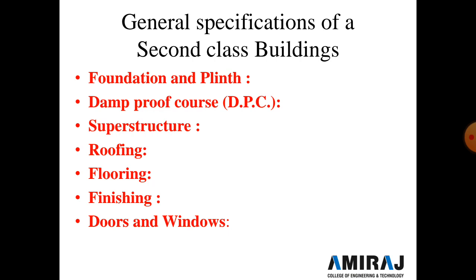And fourth is roofing. For a second class building, the roofing shall be reinforced brickwork with a 7.5 centimeter lime concrete terrace above the veranda. Roof may be of AC sheets or Allahabad tiles, which are generally used. And in flooring, the flooring shall be 2.5 centimeter cement concrete over the 7.5 centimeter lime concrete is required.